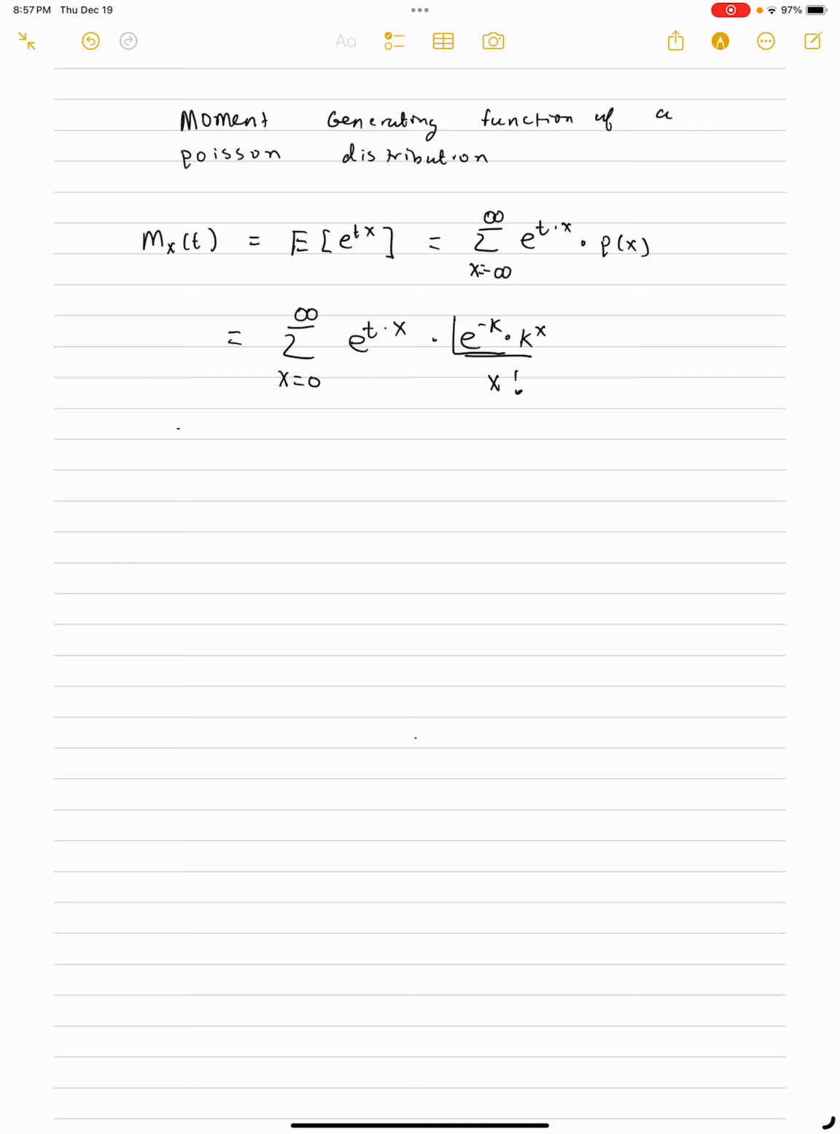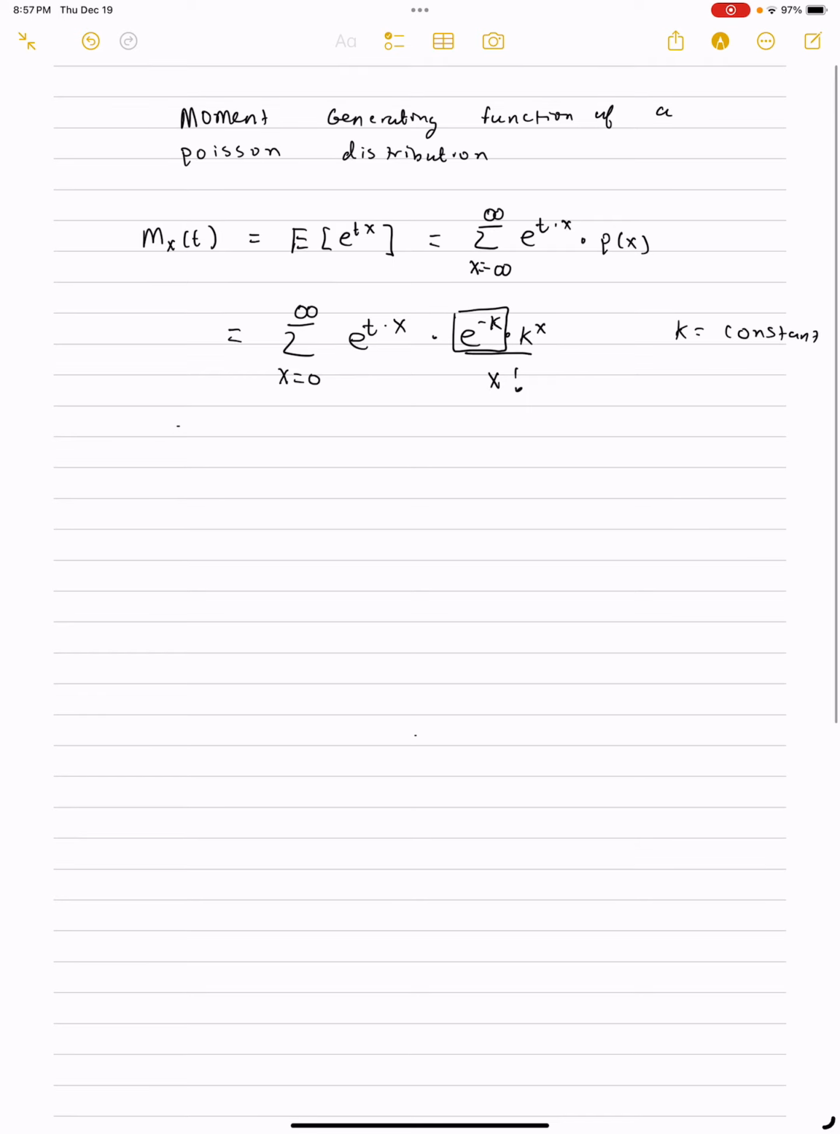Now this constant here, k, is equal to a constant. Therefore, e to the minus k is also a constant. So I'm going to move that piece outside the summation. It's just a number. So this will be e to the minus k times the summation from 0 to infinity of k to the x times e to the t times x over x factorial.